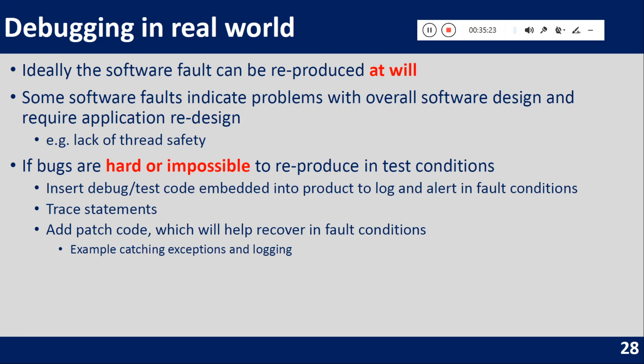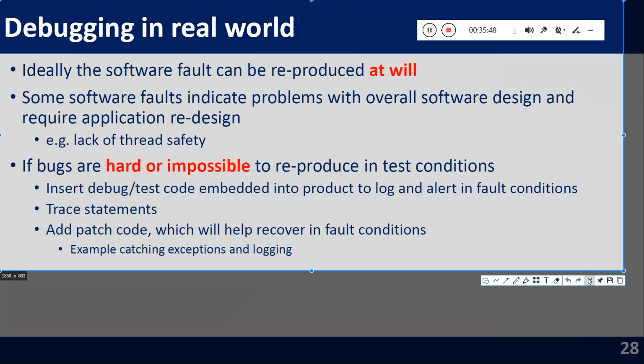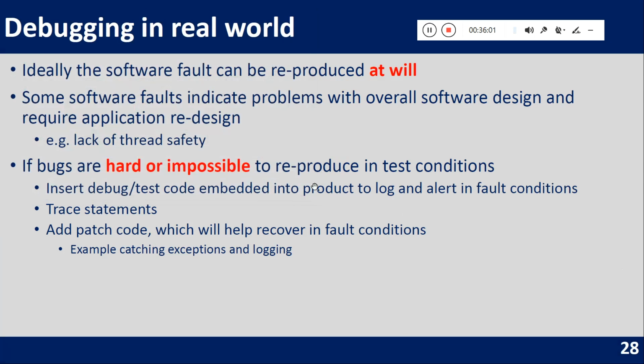Oh, I see. So if the bug is hard to reproduce in the test conditions... I'm not sure, is that reproduce like discover or something? If the bug is hard to discover, it's the reproduce discover. I'm not quite sure why we think about this reproduce.